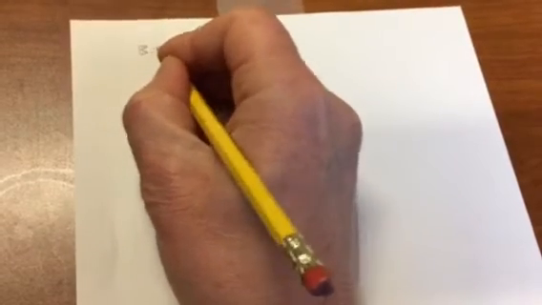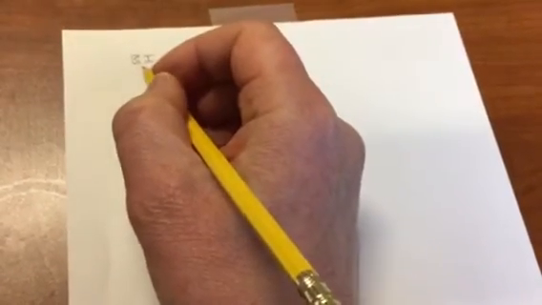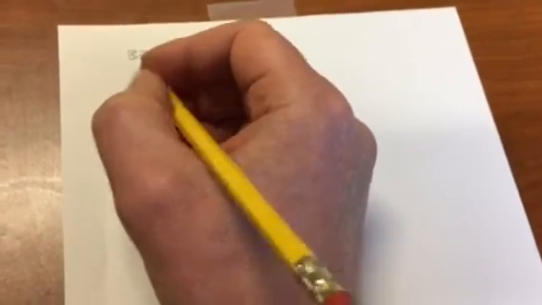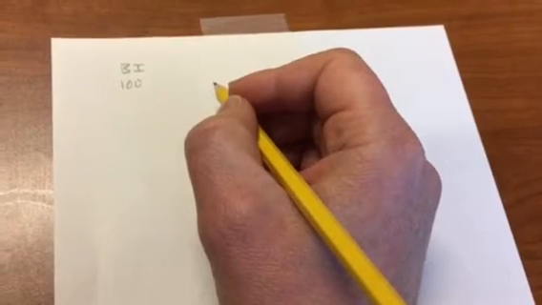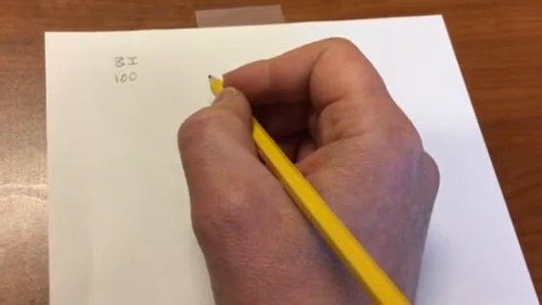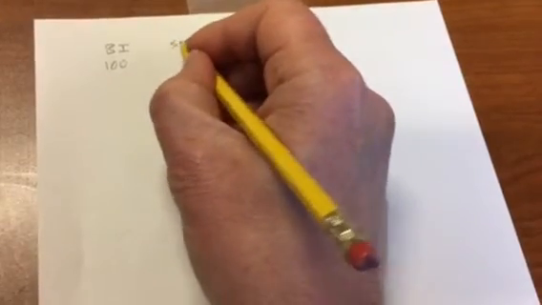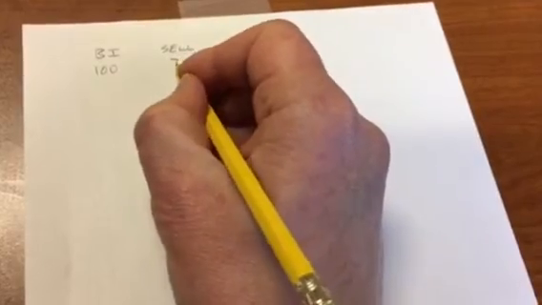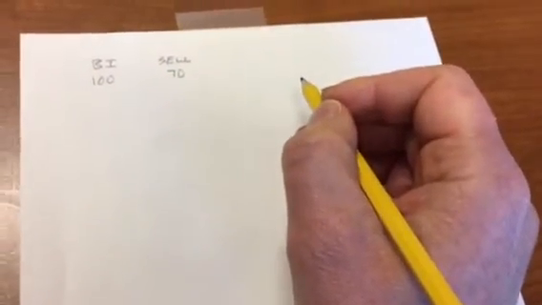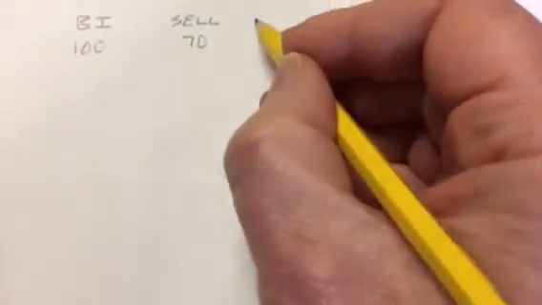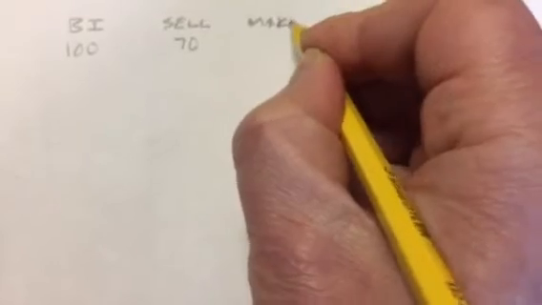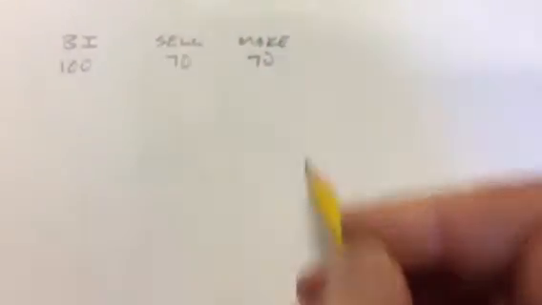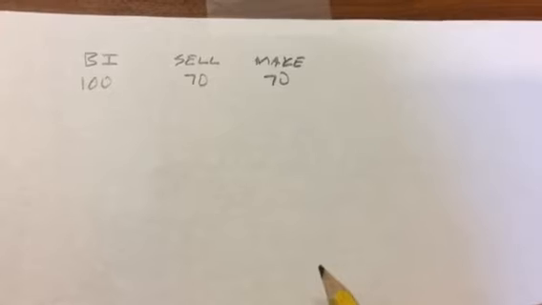So I'm going to put a beginning inventory. Actually, let's say this is planned inventory. We're planning all these things. So we're planning to have an inventory at the beginning of week 1 of our planning period of 100 pencils. Let's say we've got a forecast that says we're going to sell 70 pencils, and we've got a production plan that says we're going to make 70 pencils.